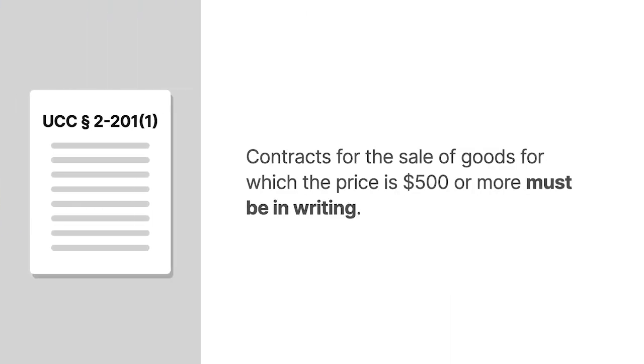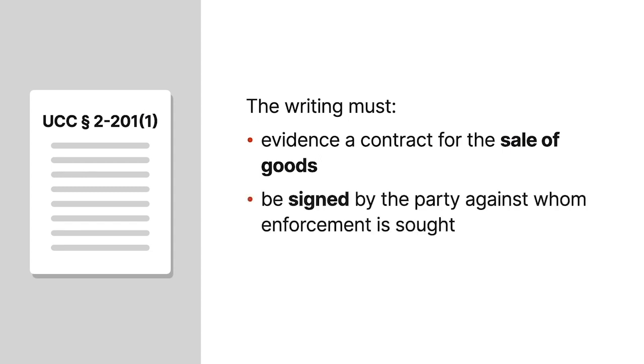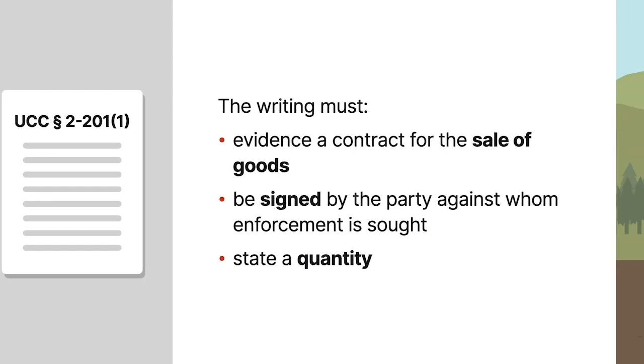Article 2 requires contracts for the sale of goods for which the price is $500 or more to be in writing. Unless the contract is in a writing satisfying the following requirements, it's unenforceable. The writing must evidence a contract for the sale of goods, be signed by the party against whom enforcement is sought, and state a quantity.